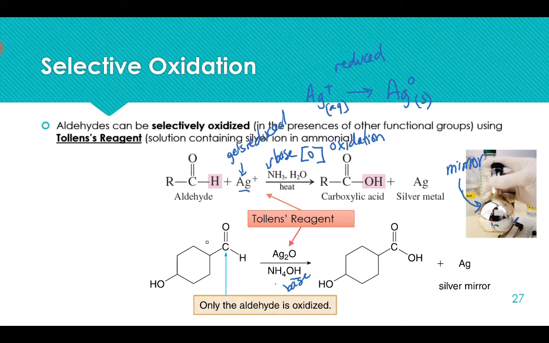We also have this molecule here. You'll notice that this is an alcohol, and this is an aldehyde. The aldehyde is the only one susceptible to this oxidation. The alcohol is unchanged. This has to do with how easily oxidized the different functional groups are, and the aldehyde is easier to oxidize than the alcohol, and so the aldehyde gets oxidized before the alcohol does.